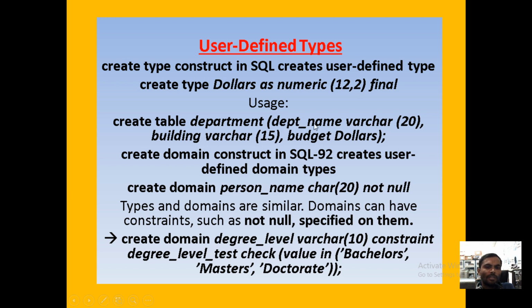Means for the department name we are inserting only in the format of the character only. For the building name also the character. Coming to the budget we are giving it as dollars. Dollar is a user defined data type. The user defined data type, now we are specifying create type dollar as numeric 12,2.